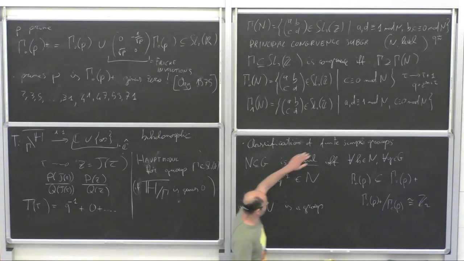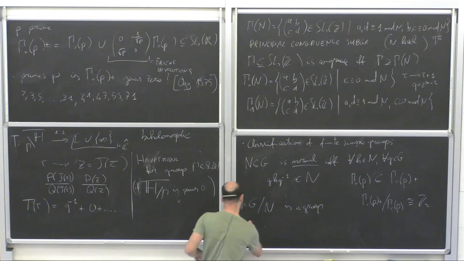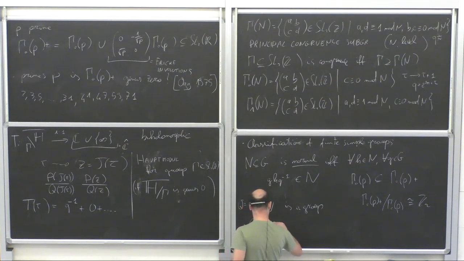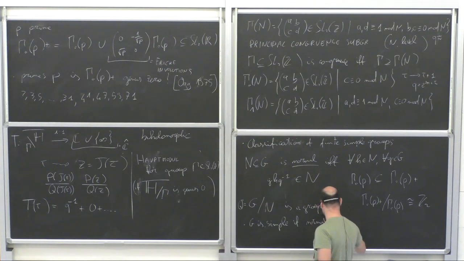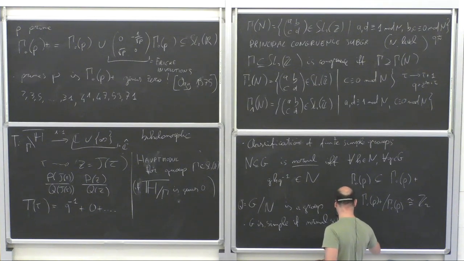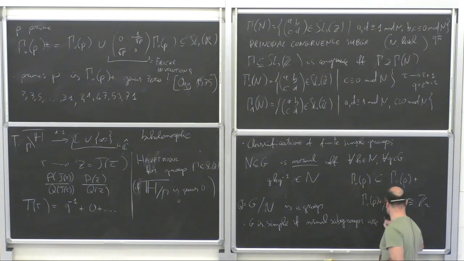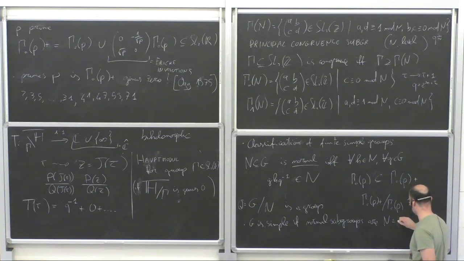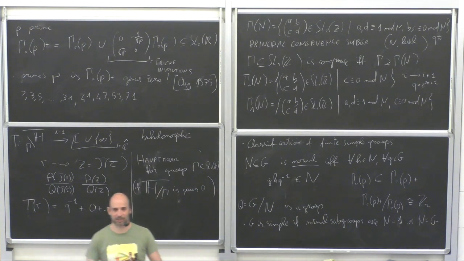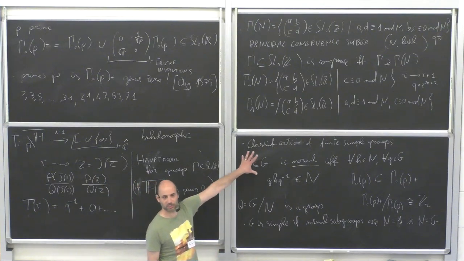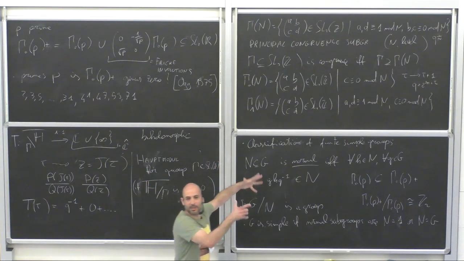So the idea is that a group G is simple if the only normal subgroups are the obvious ones: N equals one, so the group is just the identity, or N equals G. These are obvious normal subgroups that every group contains, and G is simple if these are the only ones. So the simple groups are the building blocks of your groups, because you cannot take quotients like this, but you can use them as quotients.